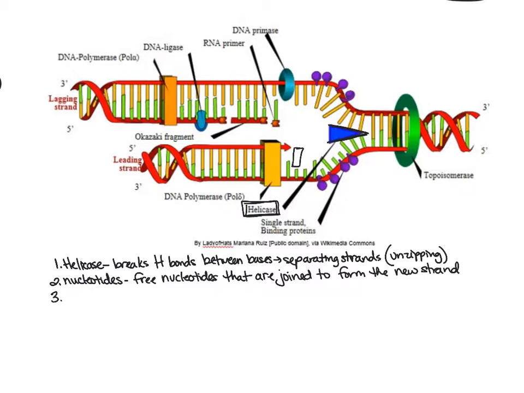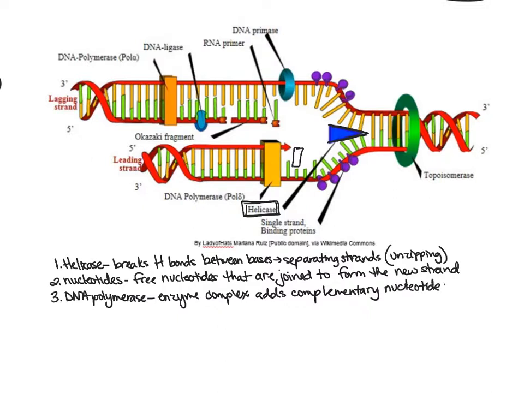The third thing that we need is DNA polymerase. Now, DNA polymerase is the enzyme complex. It's actually a clump of different types of proteins, enzymes, that are going to add those complementary nucleotides to the new strand. So it's an enzyme complex that adds complementary nucleotides to the new strand.